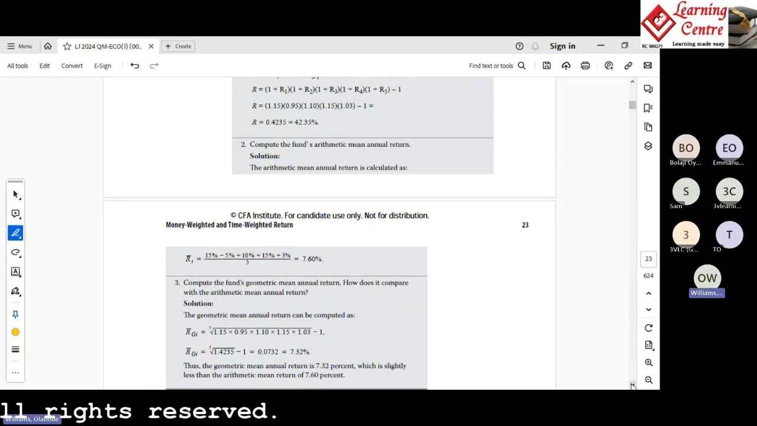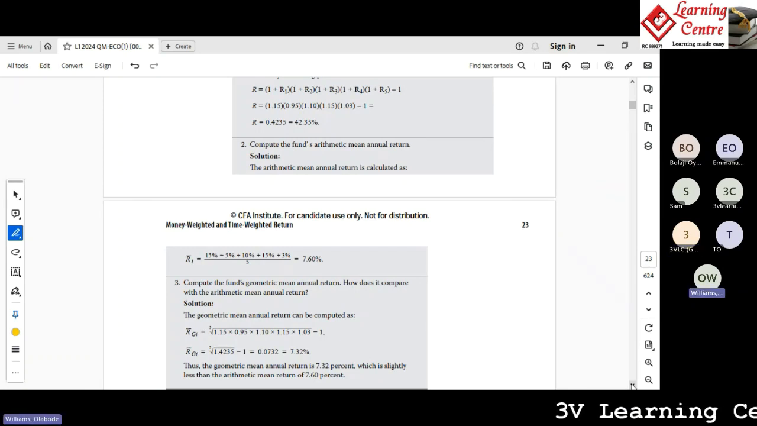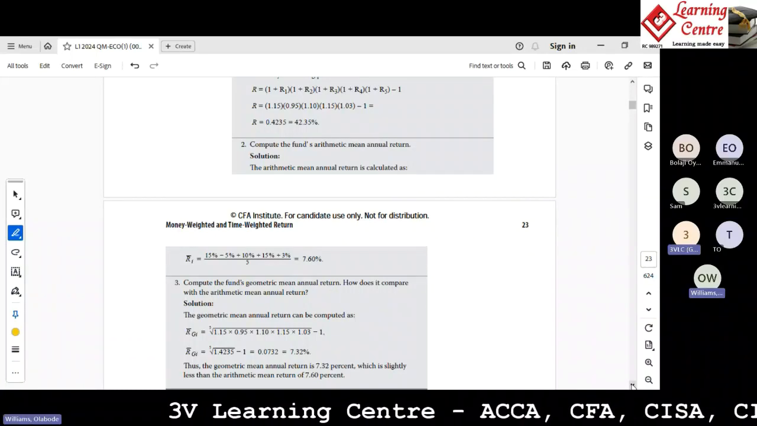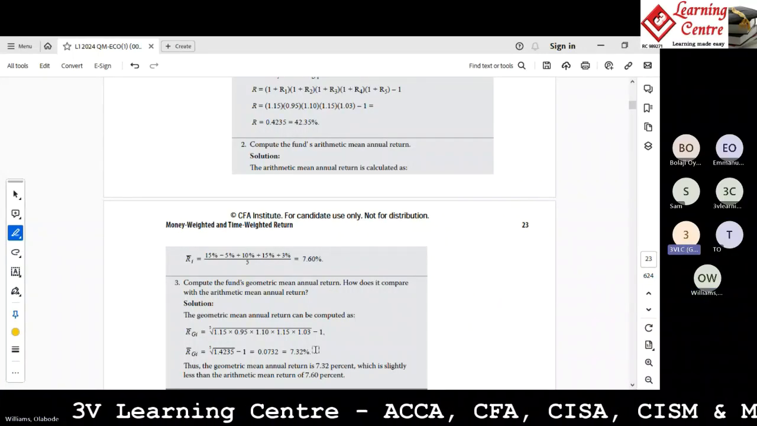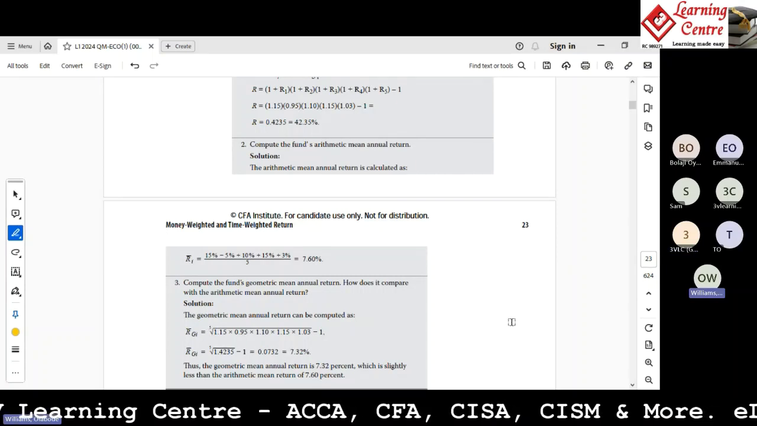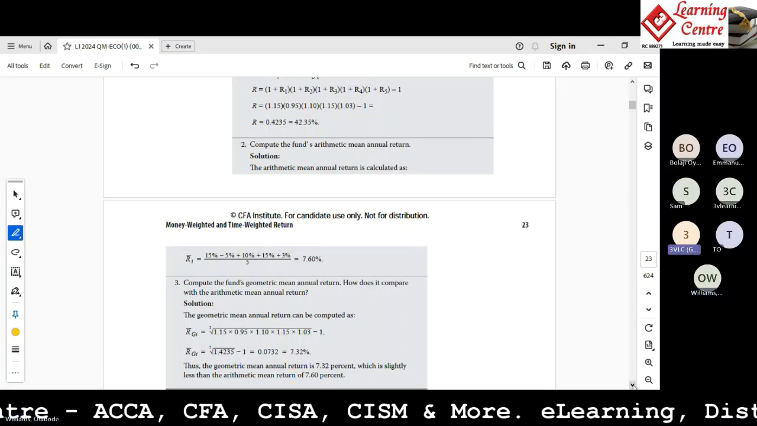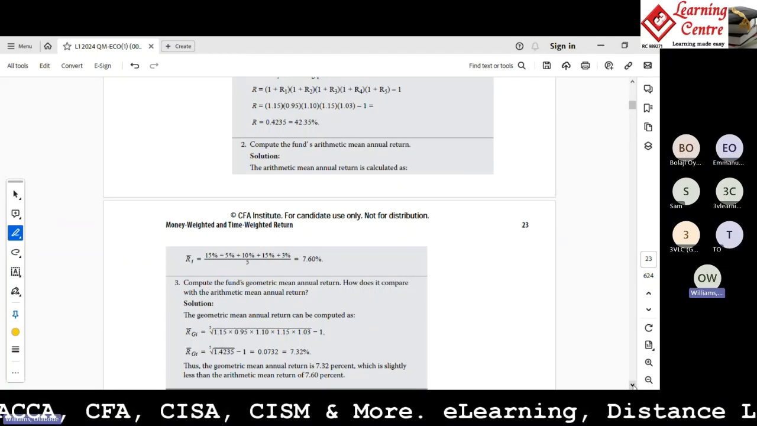Now, compute the fund's geometric mean annual return. Do you remember how the geometric mean is calculated? 1 plus R1 multiplied by 1 plus R2 multiplied by 1 plus R3, then all raised to the 1 over n root of that, minus 1, which again you can see is 7.32. So far, are we good? Are we good with arithmetic mean? Are we good with your geometric mean?